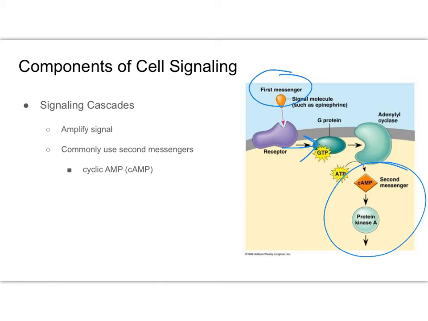And a lot of these signaling cascades commonly use what we call second messengers.